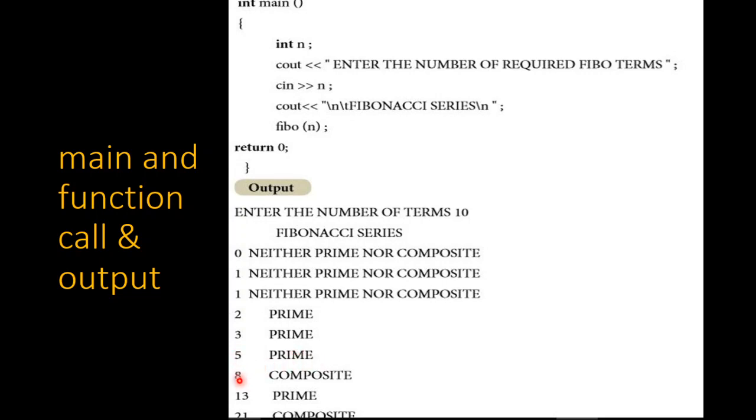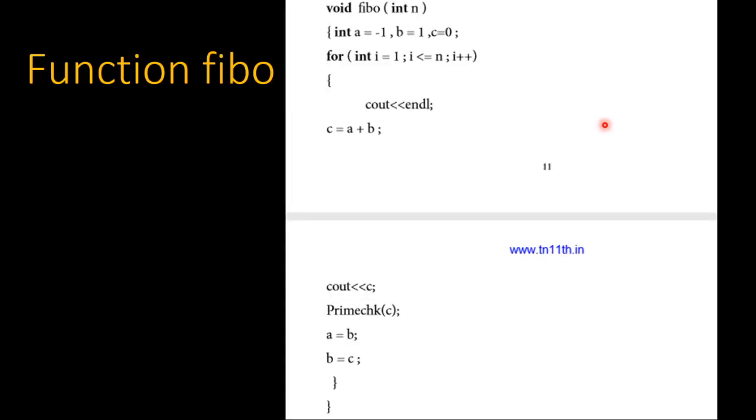And when 8 is generated, so this is the series: 0 plus 1 is 1, 1 plus 1 is 2, 1 plus 2 is 3, 2 plus 3 is 5, 3 plus 5 is 8, 5 plus 8 is 13, and 13 plus 8 is 21. So 8 is composite because 2 fours are 8, and 13 is a prime number, and finally 21 is a composite number because 21 has factors other than 21 and 1. The factors are 7 and 3. So this is how the system generates the Fibonacci series.